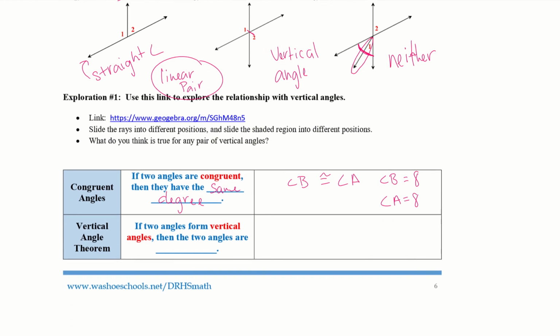Vertical angle theorem: if two angles form vertical angles, then the two angles are congruent. So that means our vertical angles that we have here are equal. So angle A is congruent to angle B.